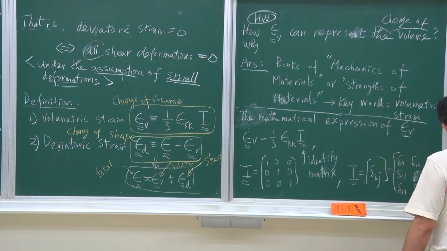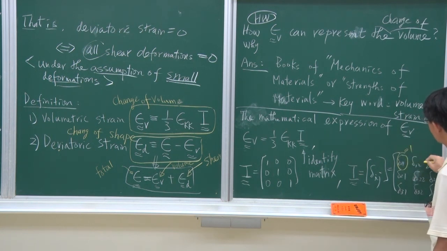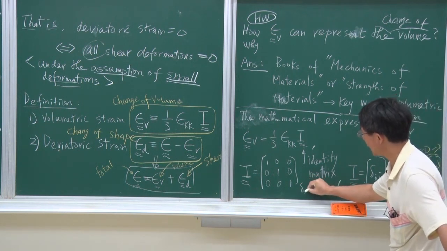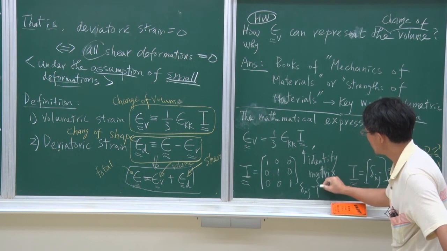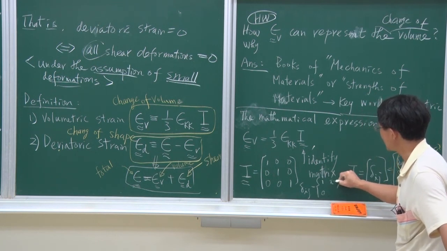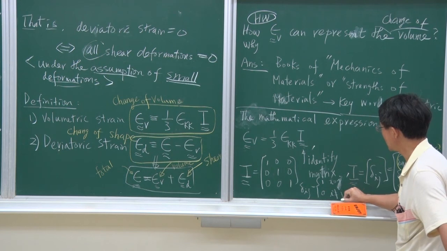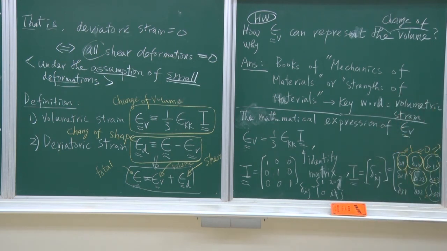Okay, and then this one equals 1, this equals 0, this equals 0, this equals 1, this equals 1. So the Kronecker delta has the property that delta ij equals 1 if i equals j. If i is not equal to j, it is equal to 0. We have the basic property of the Kronecker delta. Okay.